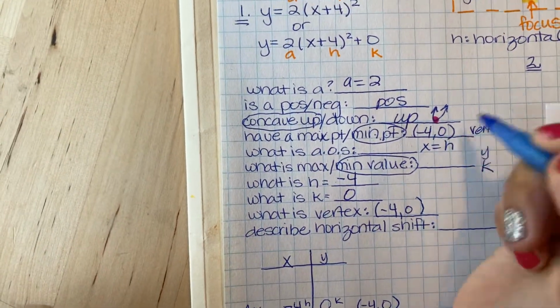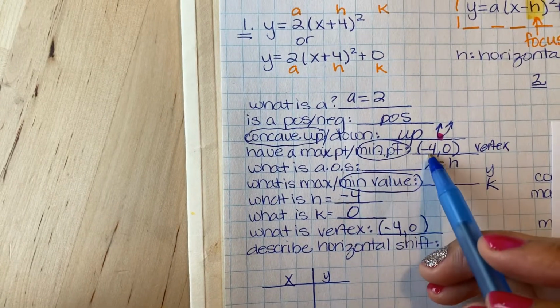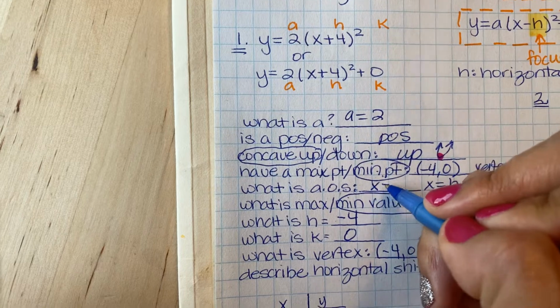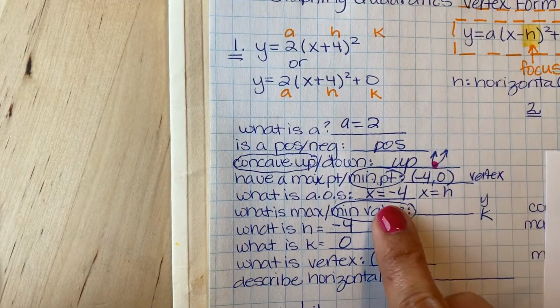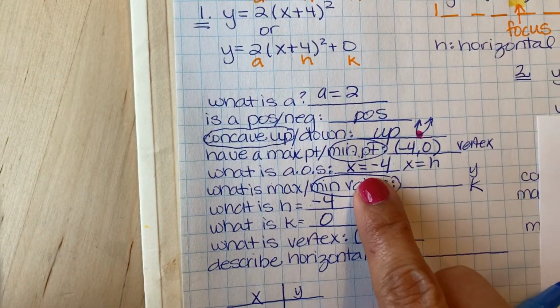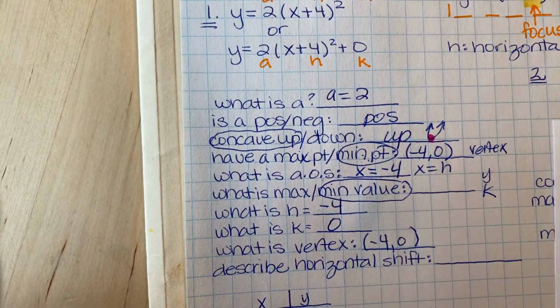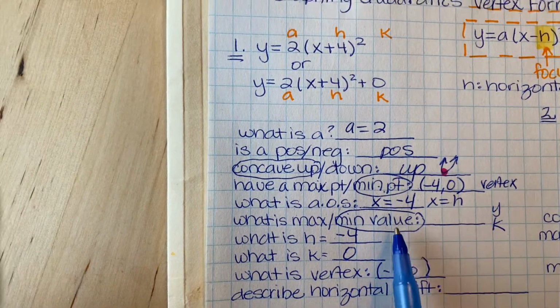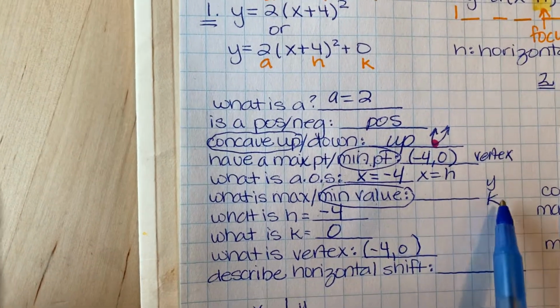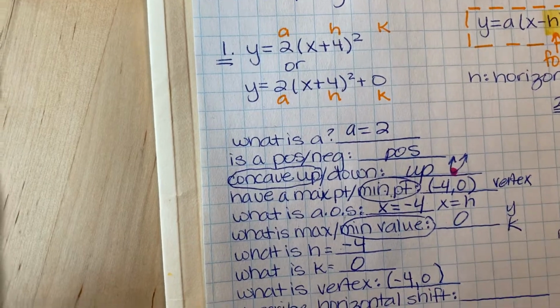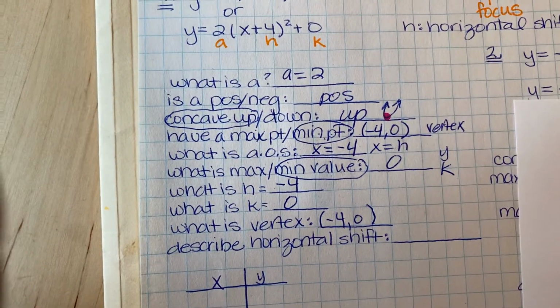Negative 4, 0. What is my axis of symmetry? It is always the value of h. It's the same, so it's x equal negative 4. Now remember, this is a vertical dashed line. You better have it as x equal negative 4, not just negative 4, x equal. This is a value. It's the y or the k value. That is 0, so you just write the 0. It's not a line.